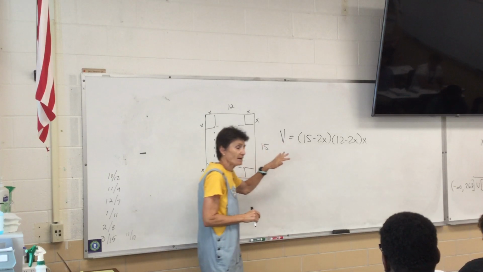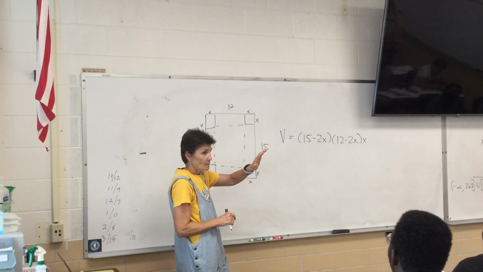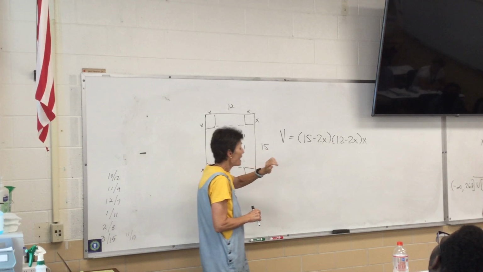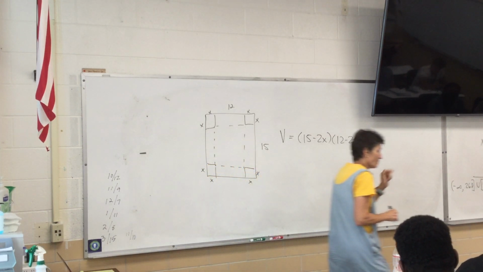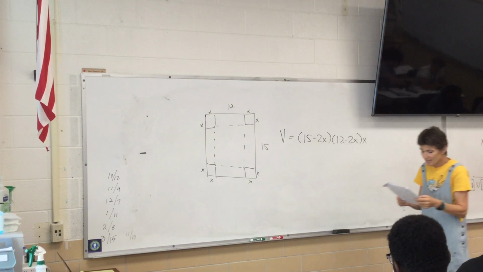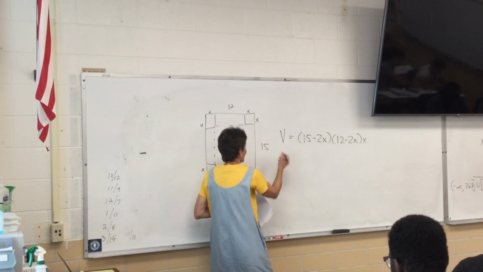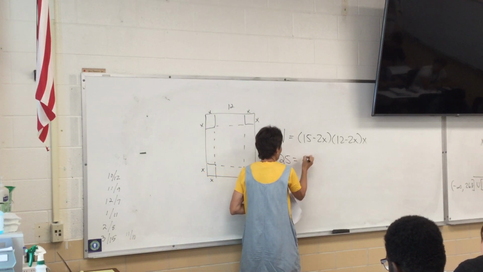Now let's look at that to make sure everybody's clear on it. Everybody okay with that? Okay. So now it says find x so that the box will have a volume of 125. So won't I just put 125 in here for volume?